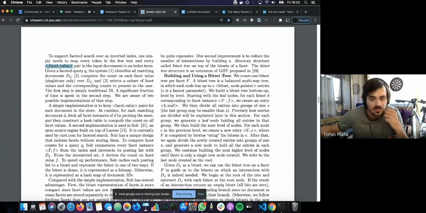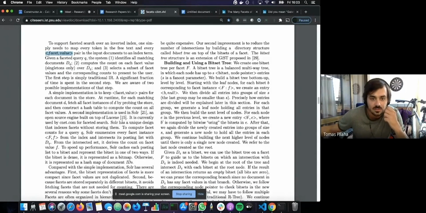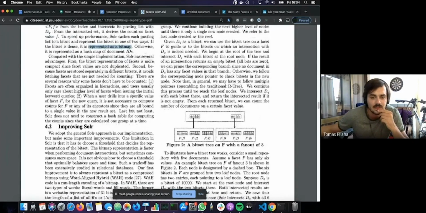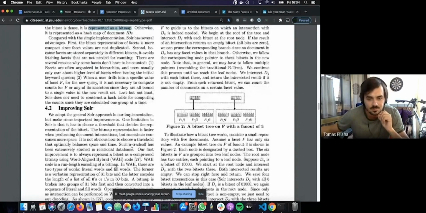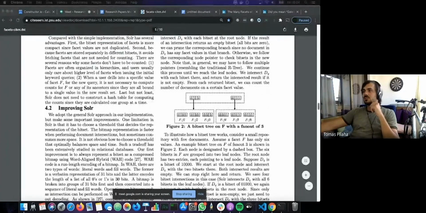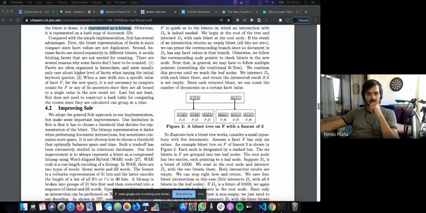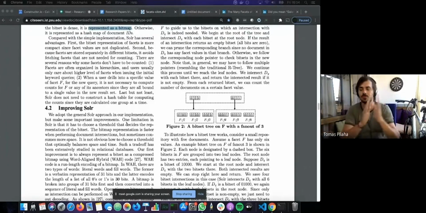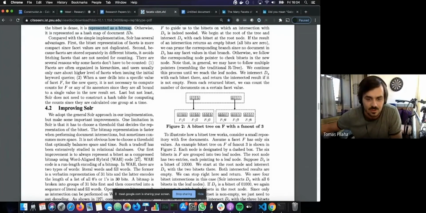So one first implementation that they do over Solr. So yeah, this is what Solr does. So they have a bitmap of document IDs, and they just intersect. One improvement that they do here is that they compress that bitmap. So you have the posting list of a facet key value pair represented as a bitmap, and they compress it using this word-aligned hybrid code.